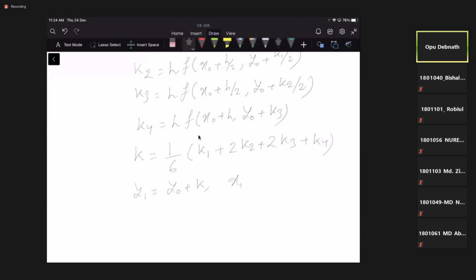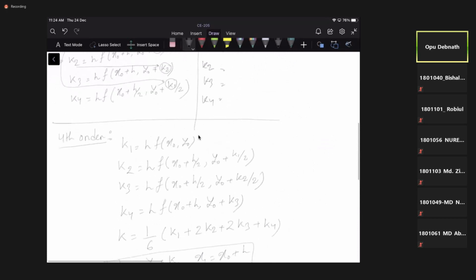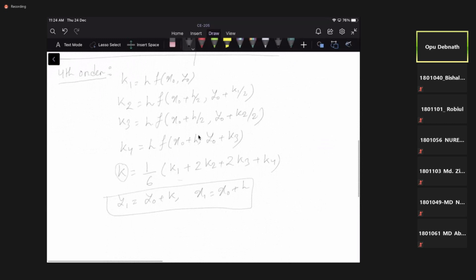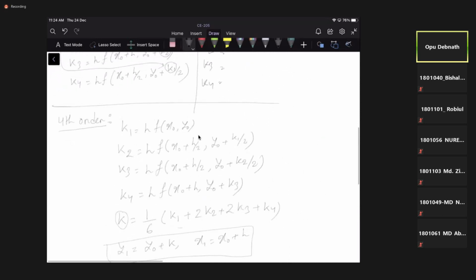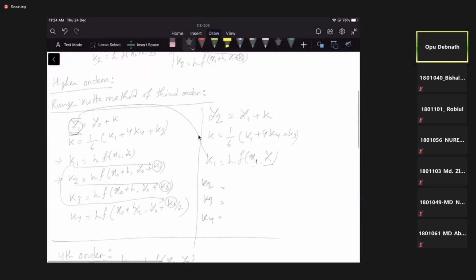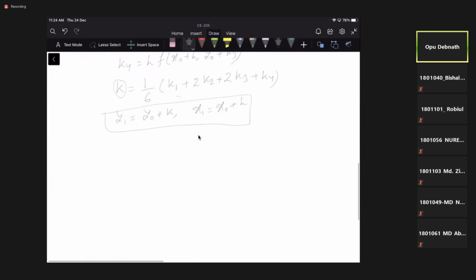Very simple. x1 is equal to x0 plus h. So these are known. For each case only the k value is changing. That means the k for the fourth order depends on k1, k2, k3 and k4, and the corresponding k1, k2, k3, k4 equations are also changing based on the method, that means the third order or fourth order, any one. So let's start with a numerical example.